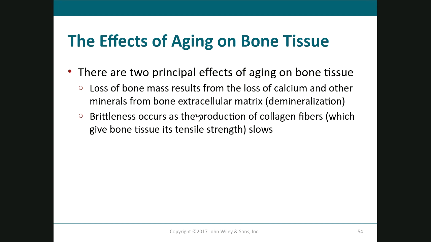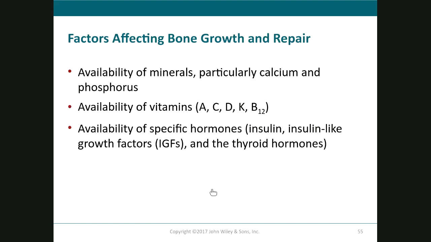As our bone ages, we begin to lose bone mass, and it becomes a little more demineralized and brittle, which makes older individuals a little more susceptible to fractures. Factors affecting bone growth and repair are the availability of minerals, calcium, phosphorus, vitamins such as A, C, D, K, and vitamin B12, and hormones, which include insulin, growth factors, and thyroid hormones.